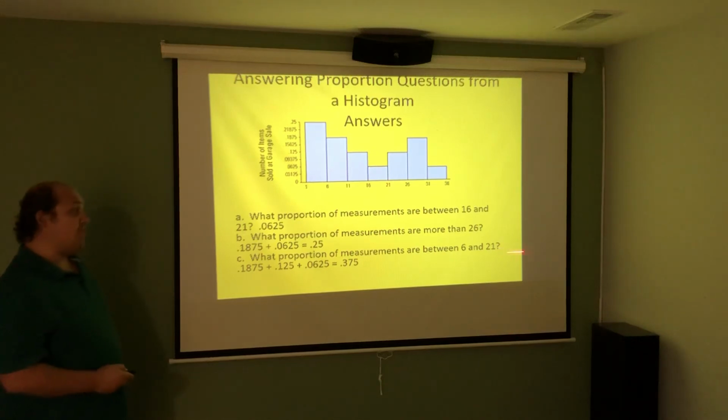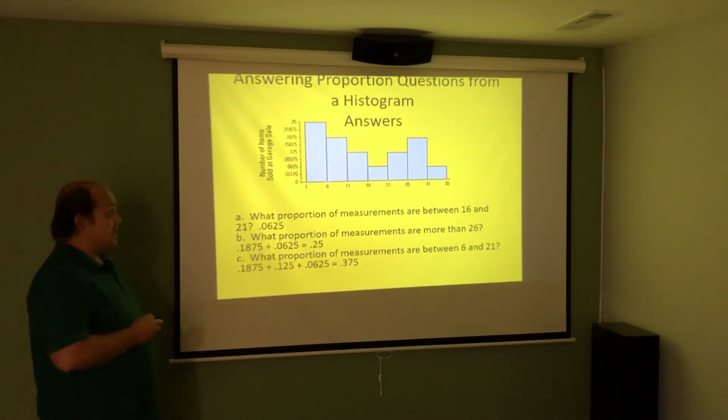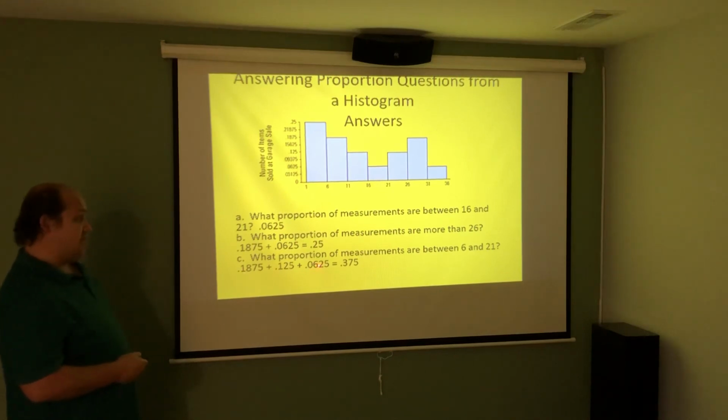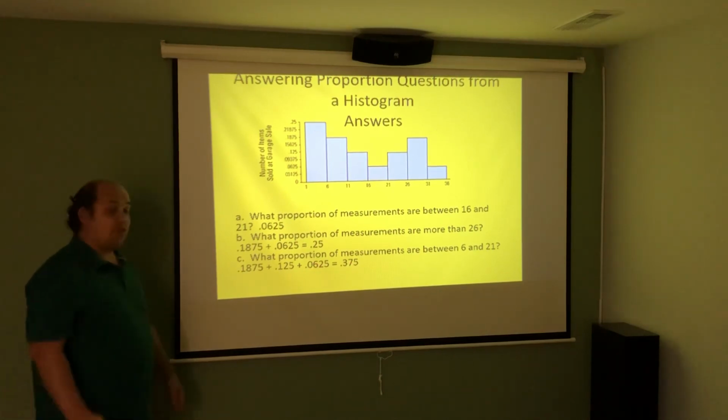Finally, what proportion of the measurements are between 6 and 21? Here's 6, here's 21, so that would include this bar and this bar. You see I add them together here, and I get an answer of 0.375.